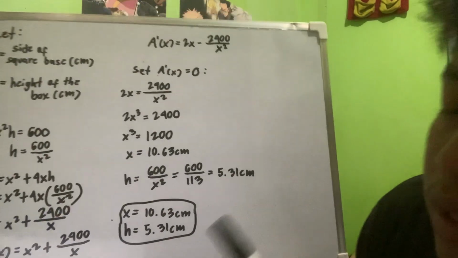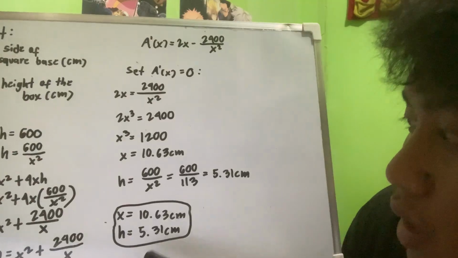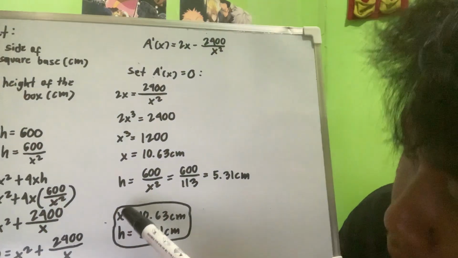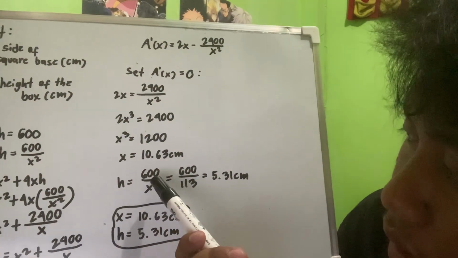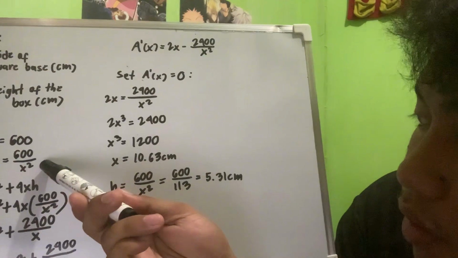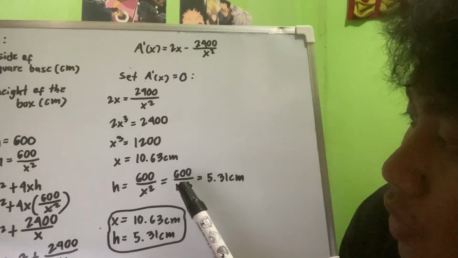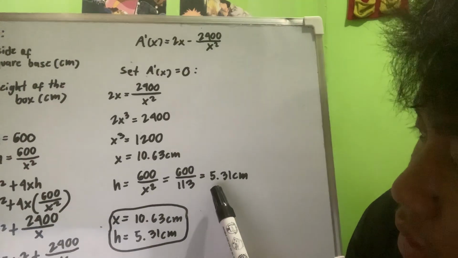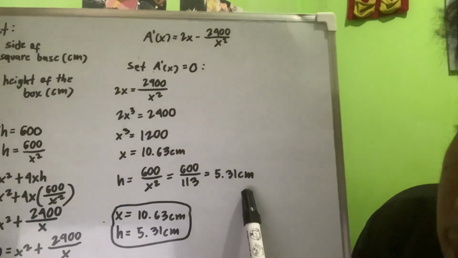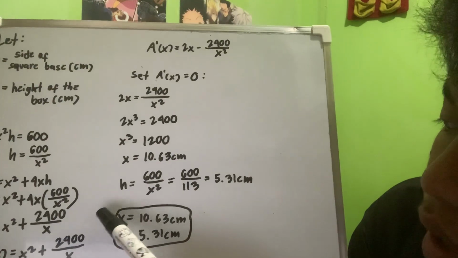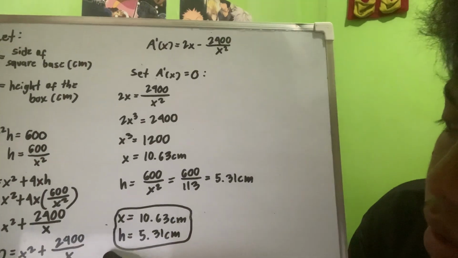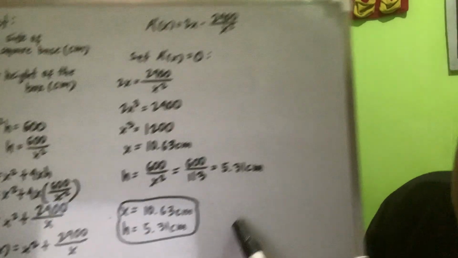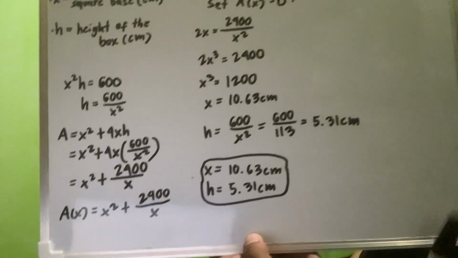Then we solve for h, now that we have x. So h equals 600 over x squared. So 600 over x squared, which equals 600 over 113, equals 5.31 cm. So we have obtained x and h. So this is the answer to problem number 1.